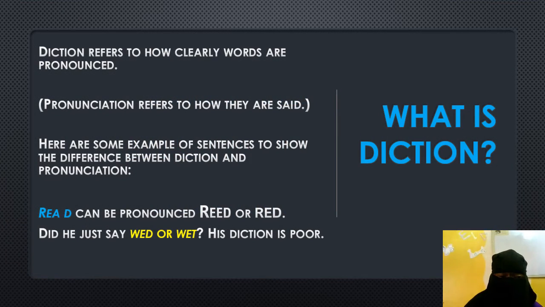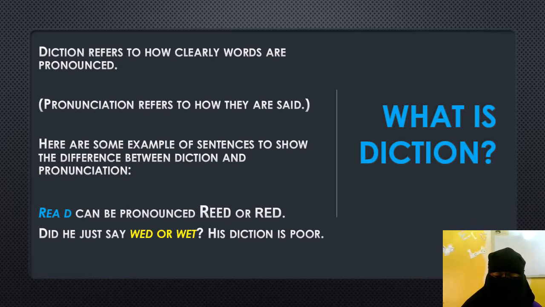What is diction? Diction refers to how clearly words are pronounced. How do you pronounce a word? Pronunciation refers to how they are said. So the way you say a word is actually diction, how you say it. Here are some examples of sentences to show the difference between diction and pronunciation.